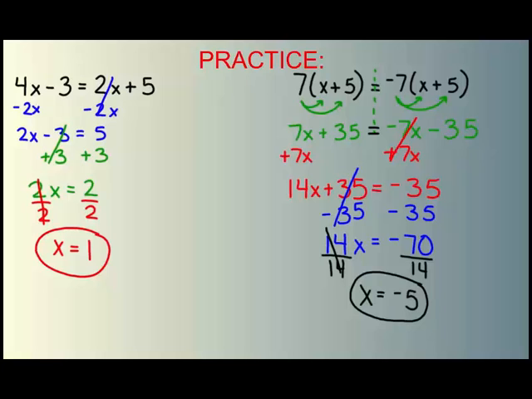So in this case, I subtract my 2x to move it to the left, go through the two-step equation, add my 3's, divide by 2, and I get that x equals 1.